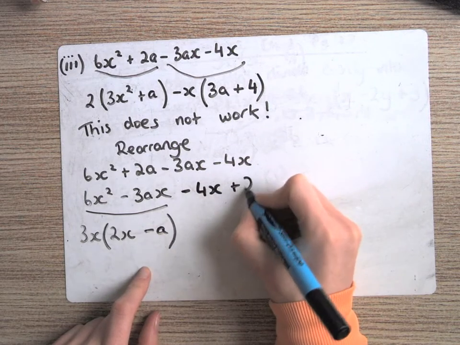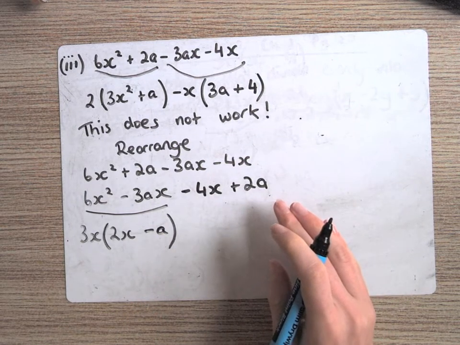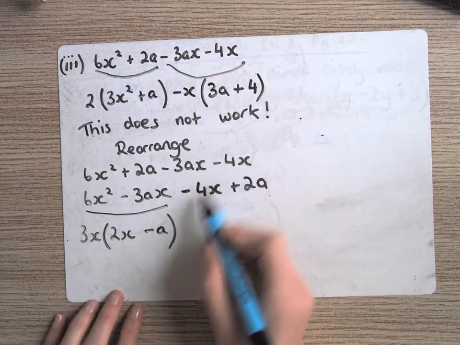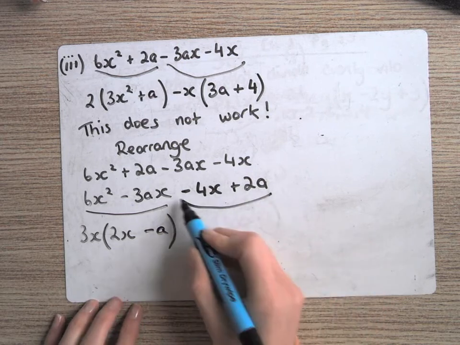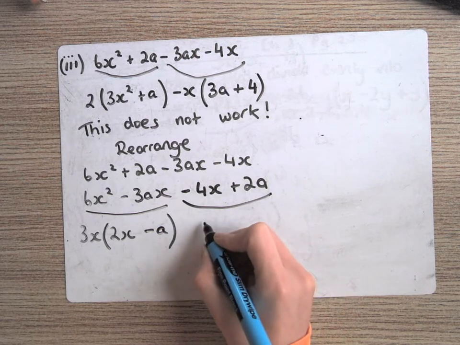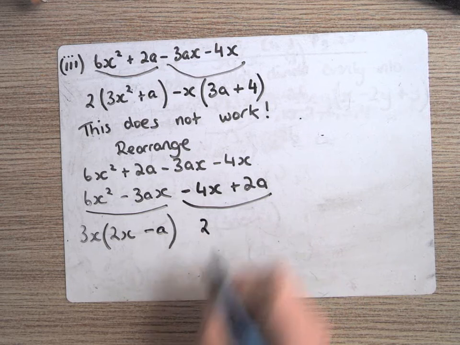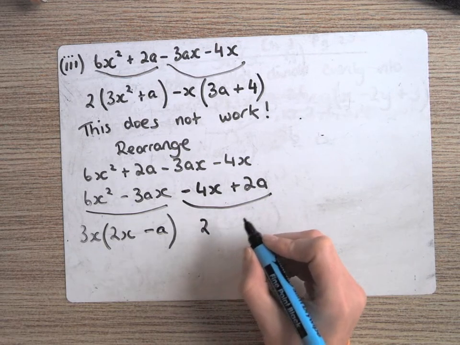Now, you could try it with the a first and see that it doesn't work, and then swap it around. That's fine. So I've decided I'm putting the minus 4x first and then the 2a, and now I'm going to see what's common to them. What is common to them? 2. Okay? Now, I'm not sure whether it's going to be a plus or a minus 2. Let's do our trick. Write this down.